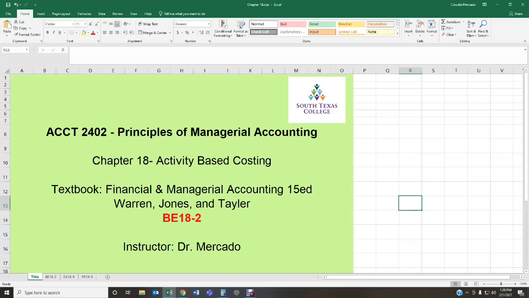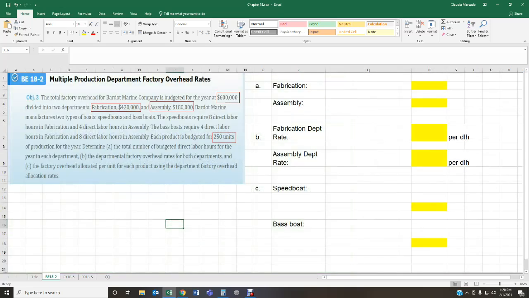Now, the first problem that I'm going to be covering in this chapter is BE18-2. This is a basic exercise, one of the simplest forms. It deals with multiple production department factory overhead rates. So let's get started with this specific problem that you're going to be seeing on your homework.